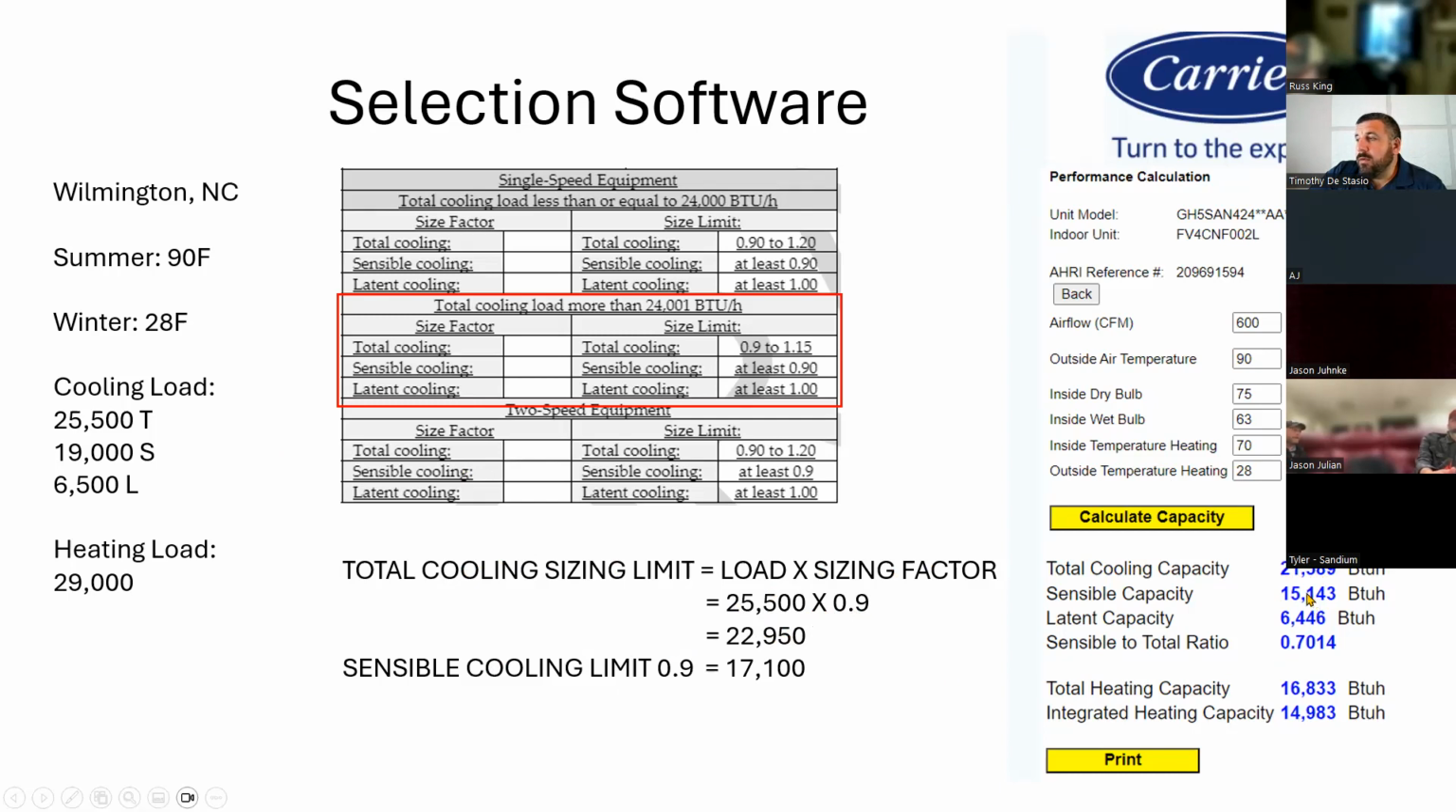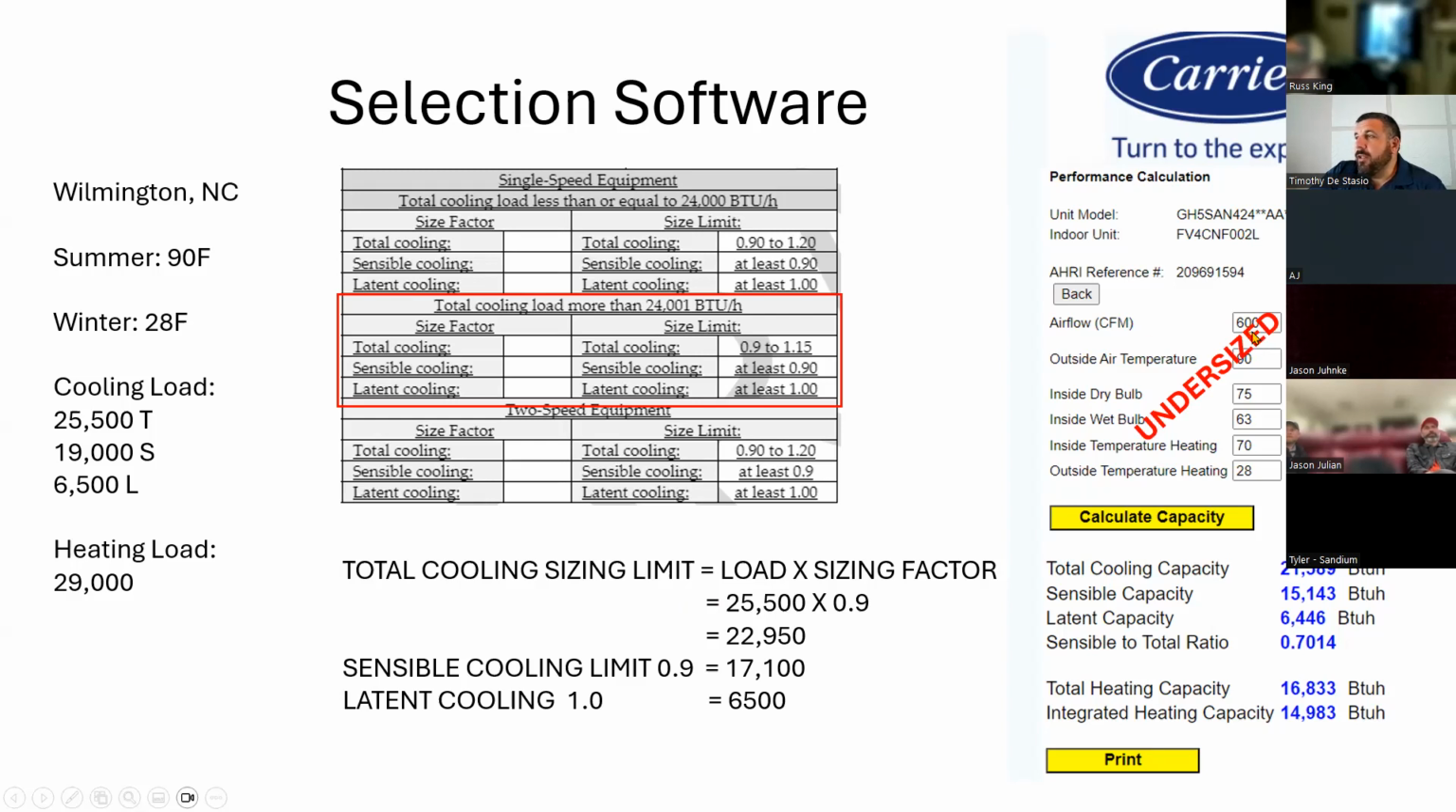Sensible cooling, our capacity is lower than our load. So how low can we go? Well, only 90% of it. 17.1 is as low as we can go. We're below that, so we're not compliant there either. And then our latent cooling, we have to meet our latent load. We actually get really, really close to it. But really, the rest of it is so undersized. I'd be a little bit worried about this unit not being able to keep up. This is considered undersized.